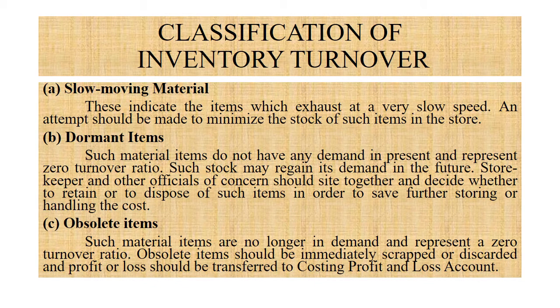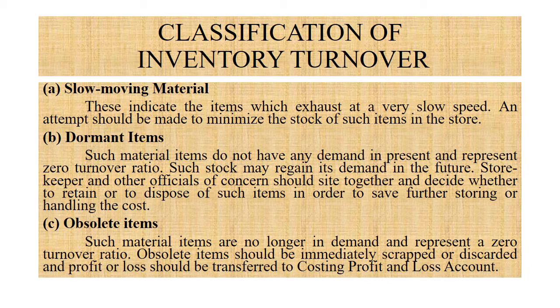Inventory turnover indicating slow moving items have been classified in the following three categories: slow moving materials, dormant items, and obsolete items. Slow moving materials are those items which exhaust at a very slow speed. An attempt should be made to minimize the stock of such items in the store. Dormant items are the materials that do not have demand in the present and represent zero turnover ratio. Such stock may regain its demand in the future.